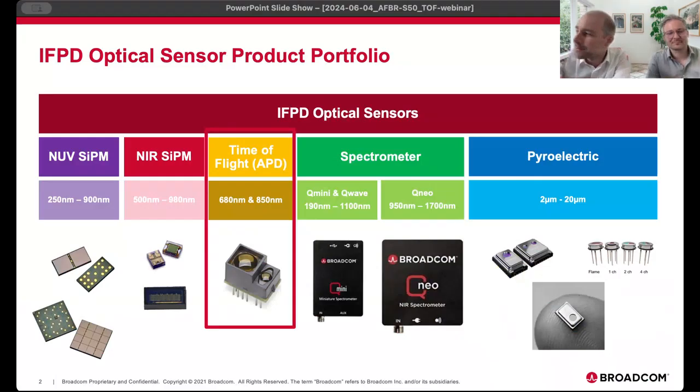Before we start, just a short overview about our division's optical sensor product portfolio. AFBD is actually the name of our product division within Broadcom. We have silicon photomultipliers, blue sensitive and NIR sensitive silicon photomultipliers. We have optical spectrometers ranging from about 200 nanometers up to 1700 nanometers, and we have pyroelectric sensors, which are sensitive up to 20 micrometers. Today we are talking about our time-of-flight integrated sensor solutions, which are based on APD. And here we're working with 680 nanometer and 850 nanometer lasers.